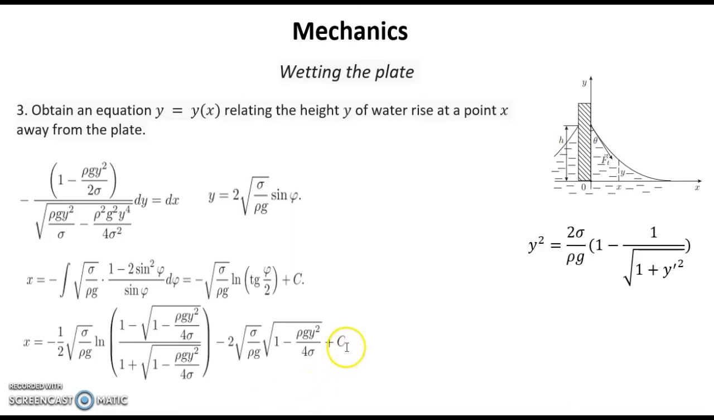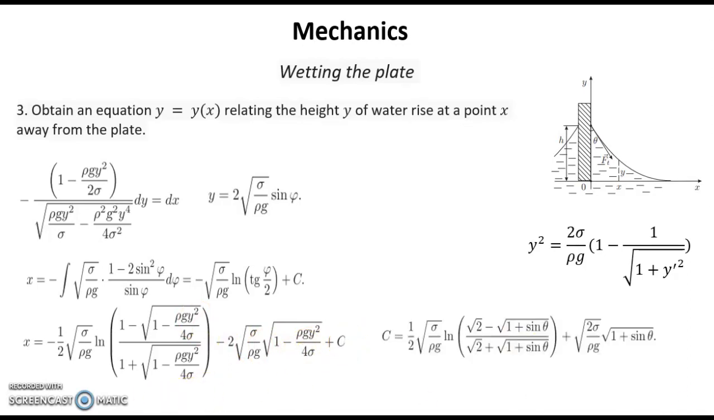To find what the constant c is, we can use the knowledge that for x equals 0, y equals h from the previous calculation. From that point we can find that c equals this expression. So that's our solution. We have x as a function of y, so that's a reverse function, which is solution 2. That's it. This is the answer for question 3.